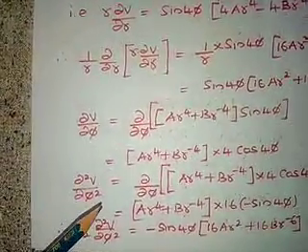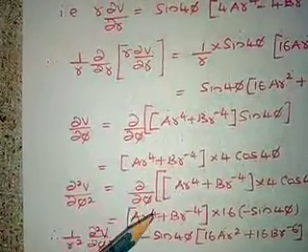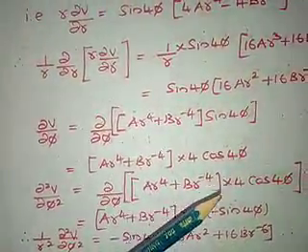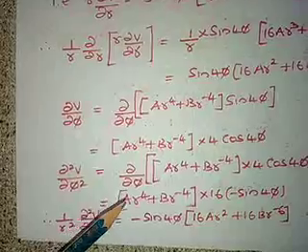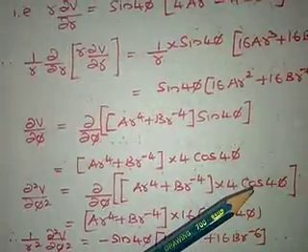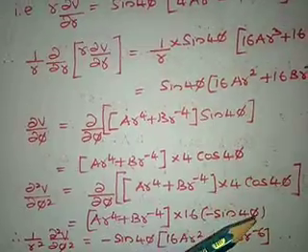Then dou square V by dou phi square, differentiate once again. So dou by dou phi of the obtained equation, AR raised to 4 plus BR raised to minus 4 into 4 cos 4 phi. AR raised to 4 plus BR raised to minus 4 is constant, take it outside. The differentiation of cos theta is minus sin theta, so minus sine 4 phi into 4.